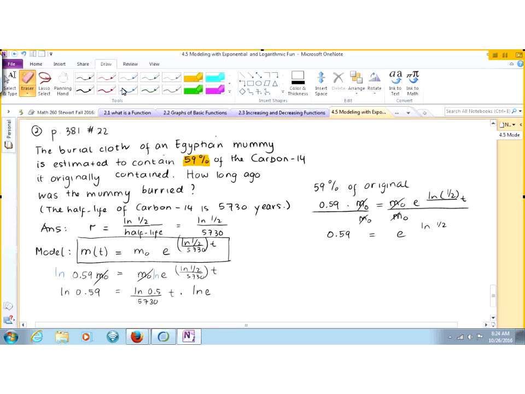Oh, 1600 again. Oh, bad habit. ln half divided by 5730 t. So then you take ln both sides. I'm sorry, I should have written this one, instead of just crossing the m naught. Are we okay? Yes, Josh.